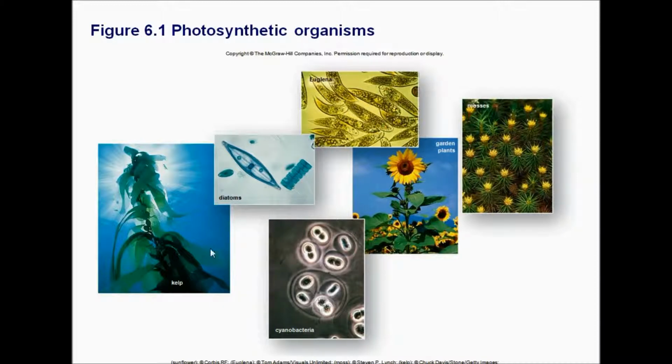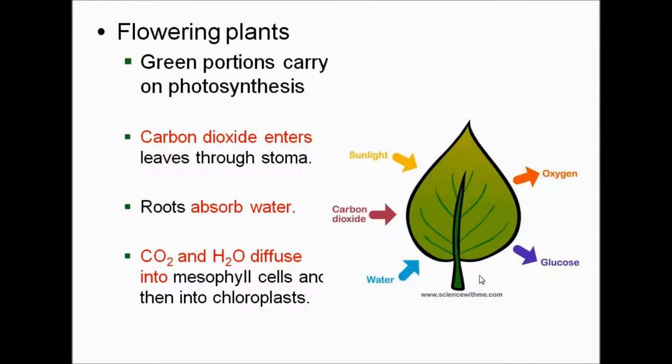Here's more examples of them. Kelp. Diatoms are these little tiny microscopic aquatic things that are so cool. They're actually, these shells are made out of glass. They're tiny. Cyanobacteria, Euglena, another little guy that swims in the water that you probably swim in yourself. You didn't know he was in there. It's very tiny. Plants and mosses.